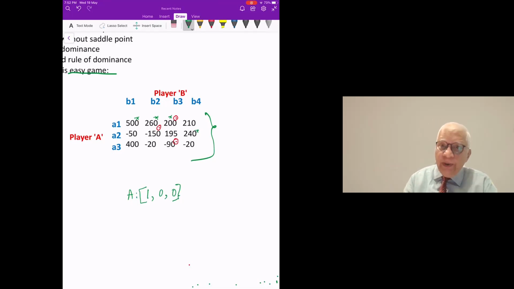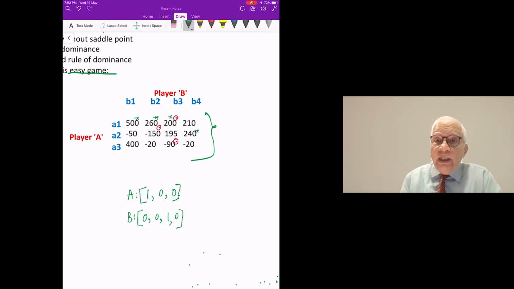That means all the time he should play strategy A1. Okay, now player B. What is the strategy recommended to player B? B3 is the strategy recommended to player B. So he should not play B1. He should not play B2. He should play B3, and he should not play B4. So what is the solution of the game? A strategy is 1, 0, 0. B strategy is 0, 0, 1, 0. And what is the value of the game? Value of the game is 200, which is a saddle point.